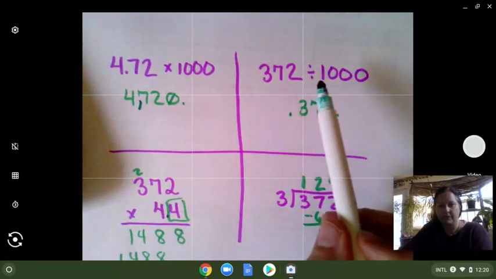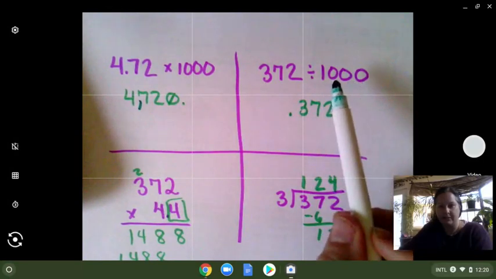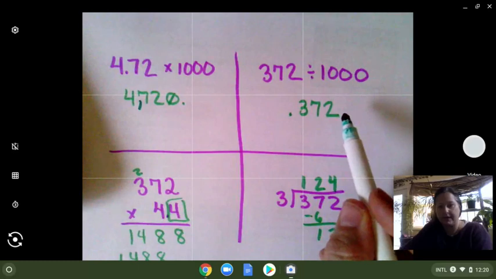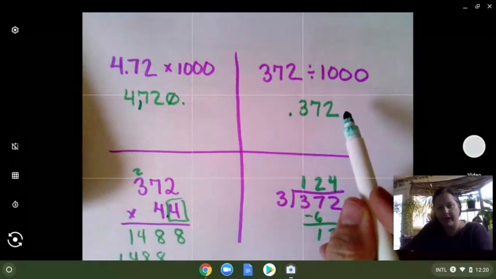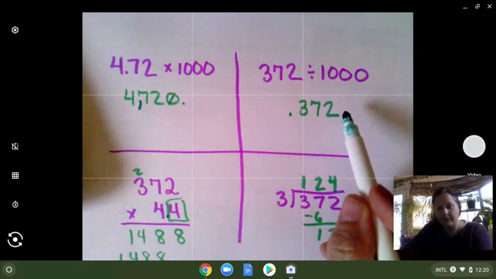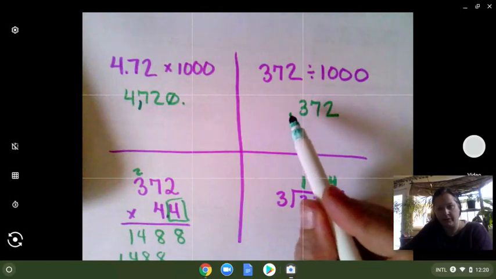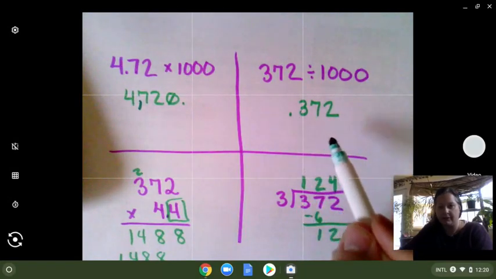The next one, we are dividing by 1,000. Again, 3 zeros. This time it's making it smaller, because when you divide by 1,000, it'll get smaller. We're going to go 1, 2, 3 spots to make it 372 thousandths.